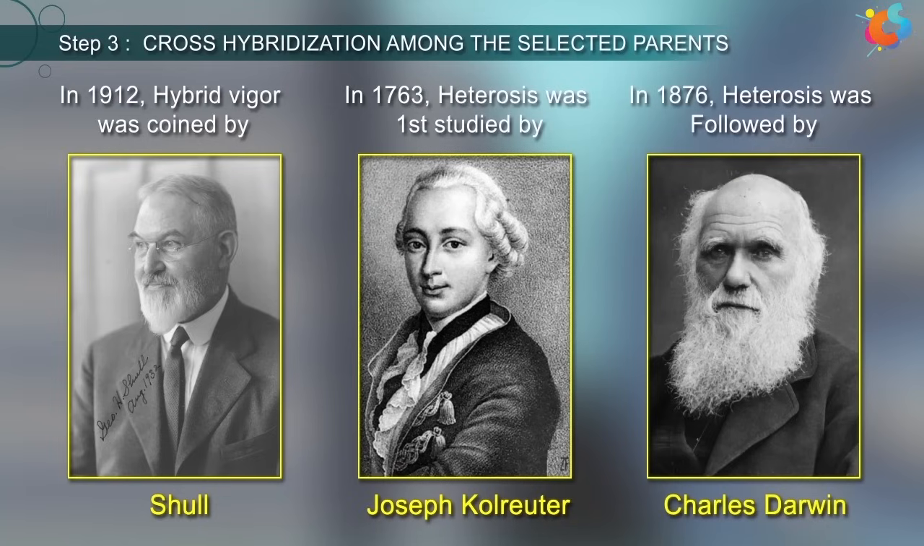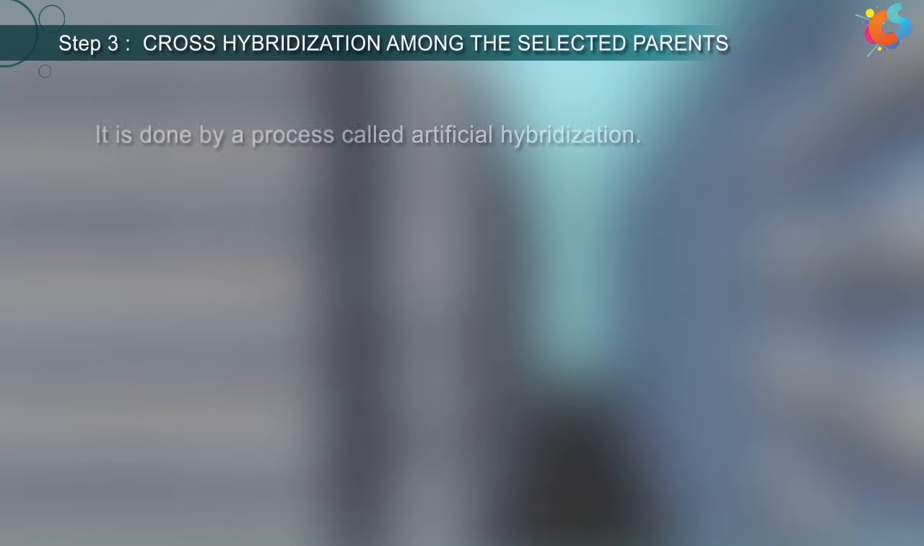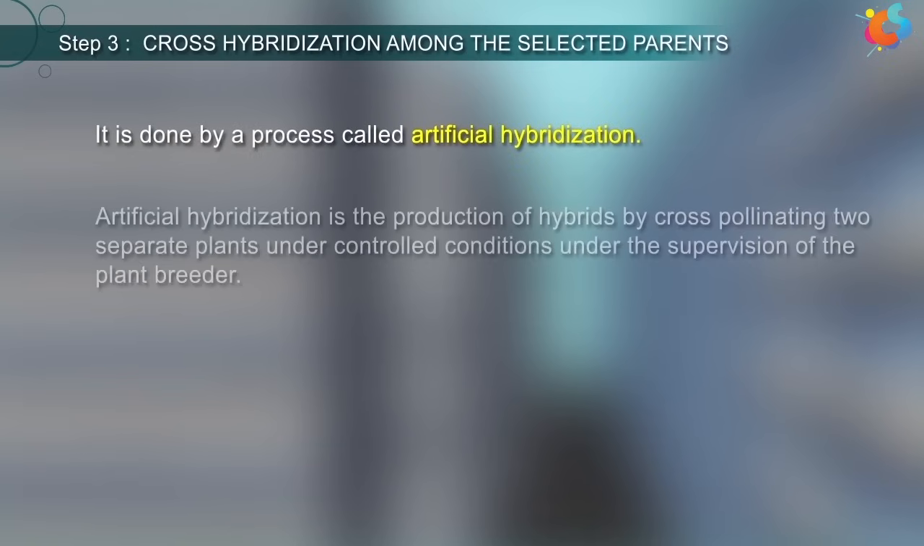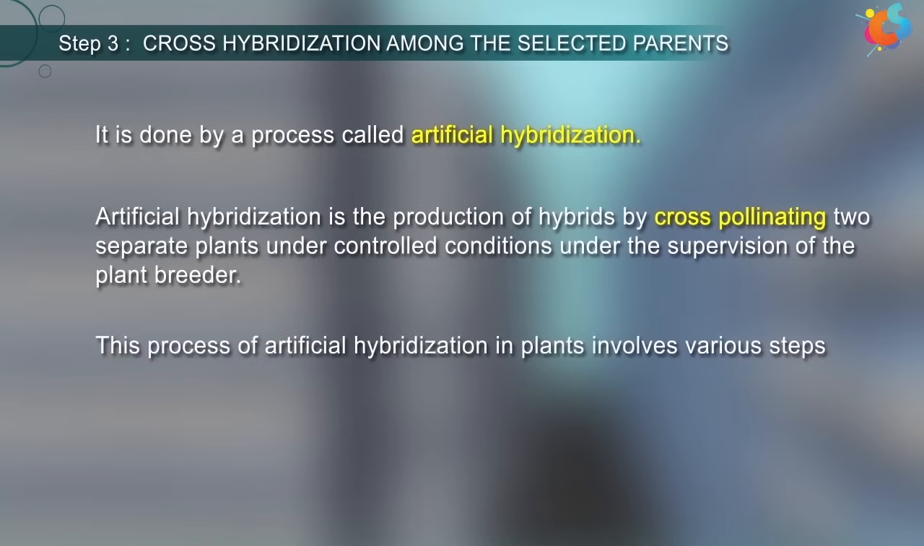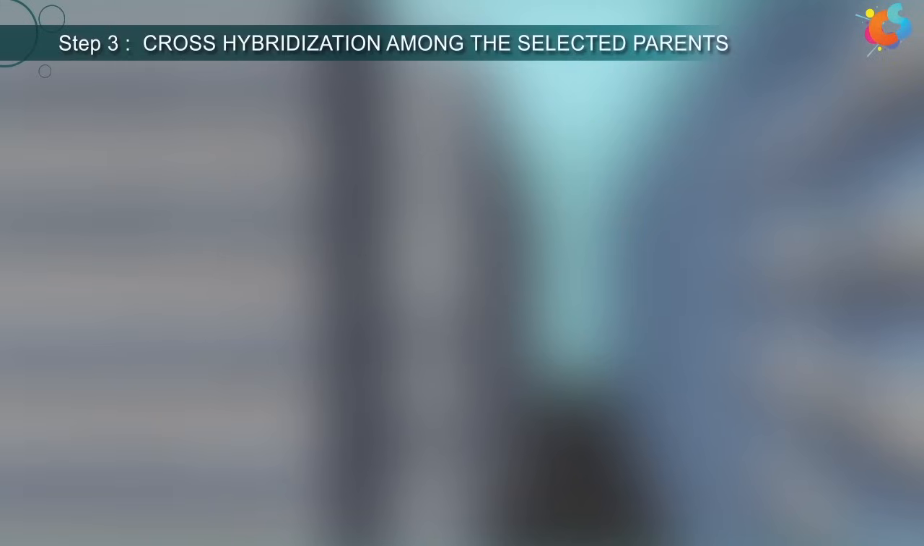Let us understand how cross-hybridization is done by breeders. It is done by a process called artificial hybridization. Artificial hybridization is the production of hybrids by cross-pollinating two separate plants under controlled conditions under the supervision of the plant breeder. This process of artificial hybridization in plants involves various steps. These are as follows.